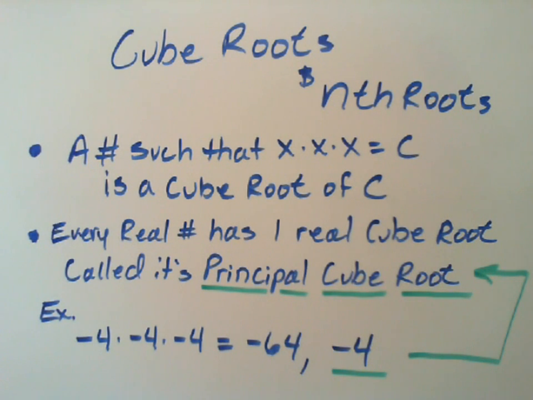Cube roots and larger roots. A number such that x times x times x equals c is a cube root of c. This is basically saying that a number cubed, or a number times itself 3 times, is the cube root of c. For example, -4 times -4 times -4, or -4 cubed, equals -64.